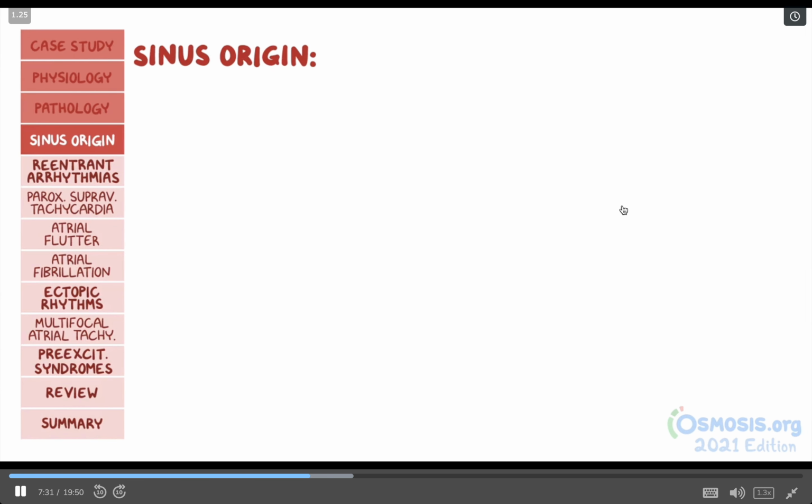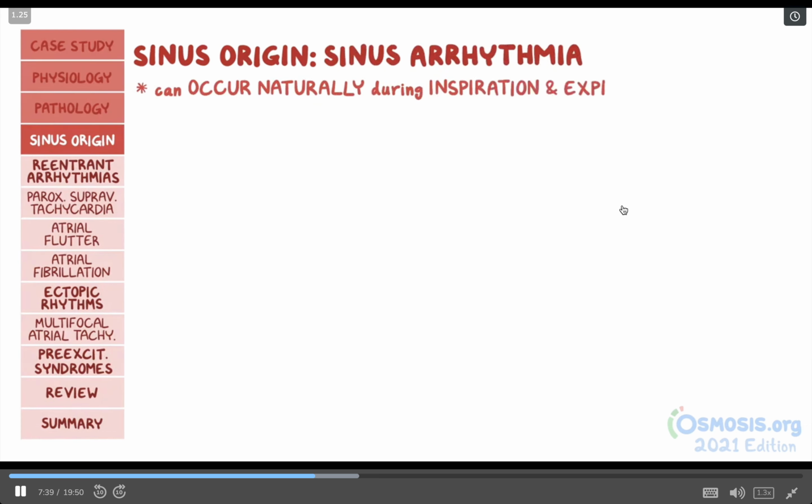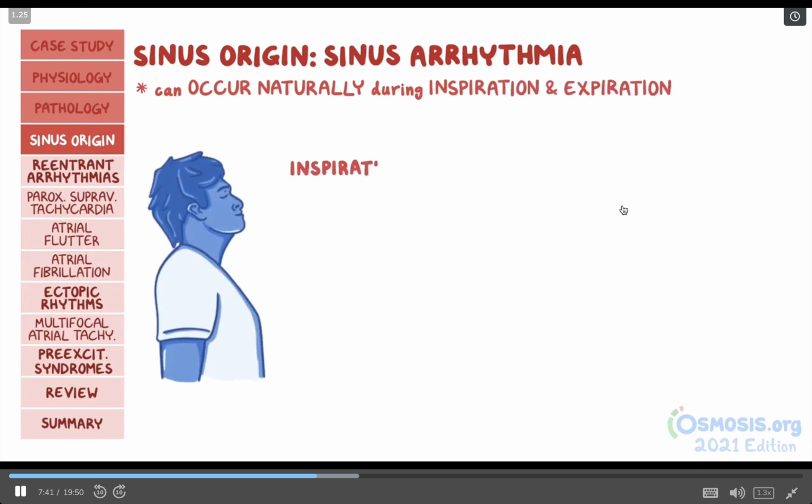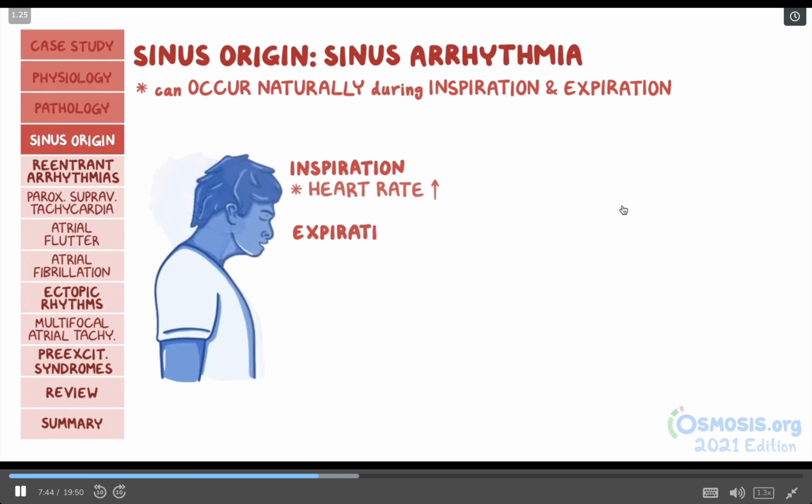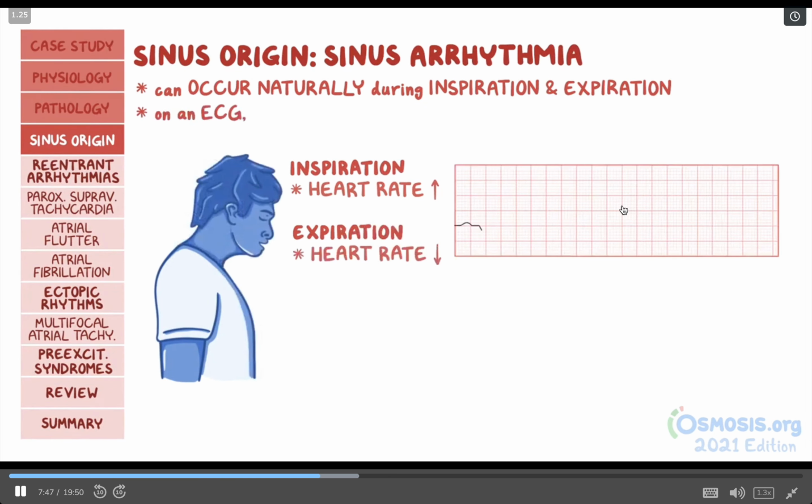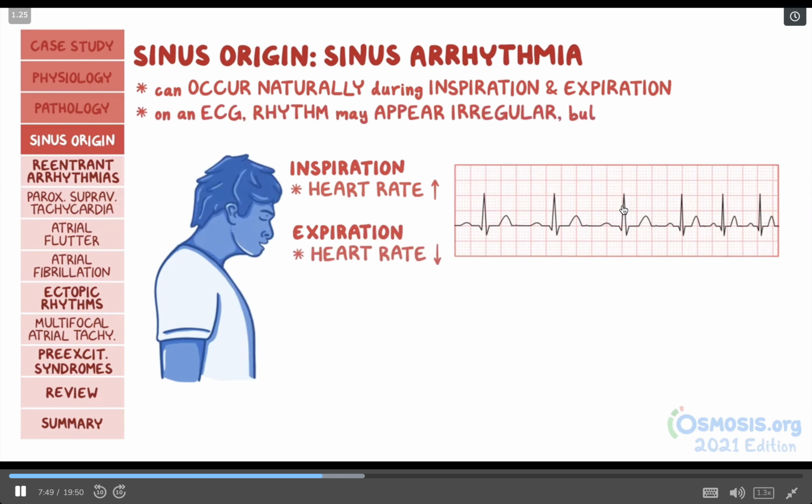Another arrhythmia of sinus origin is sinus arrhythmia. This arrhythmia can occur naturally during inspiration and expiration. See, during inspiration, the heart rate increases, and during expiration, it decreases. So on ECG, the rhythm may appear irregular, but it is in fact a normal variant.